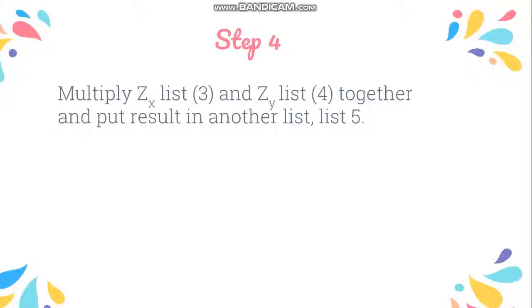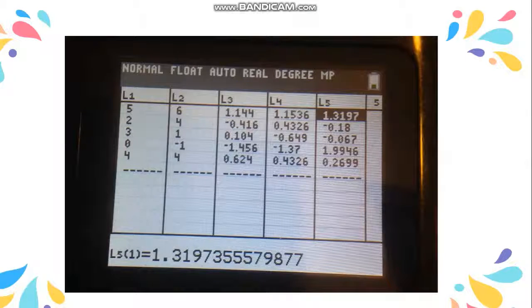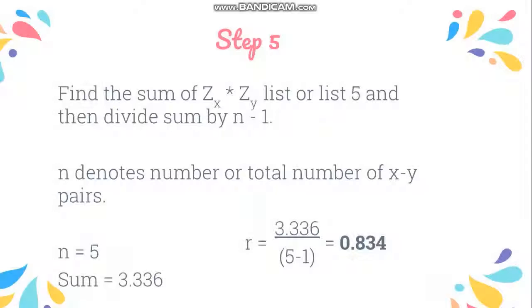Next, we have to multiply zx, which is list 3, and the zy list, which is list 4, together, and we put that result into another list called list 5, which you can see in my calculator image.